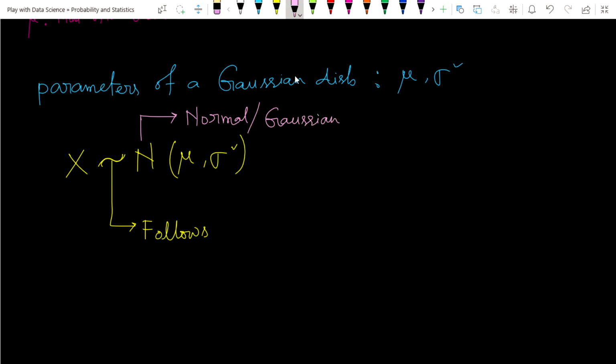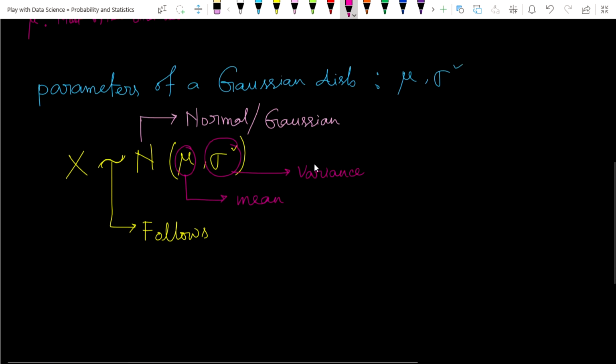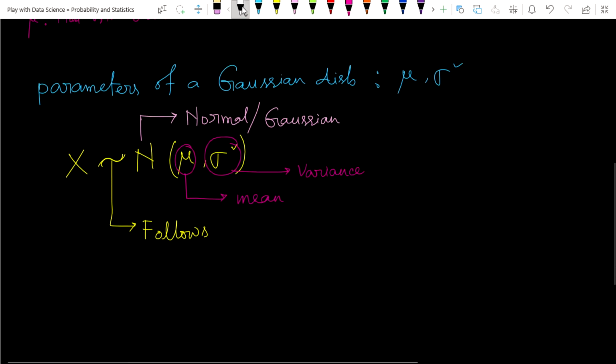Is normal or Gaussian. Here this mu means it is the mean of this distribution, and this sigma square means it is the variance of this distribution. Okay, so the distributions actually look like this.